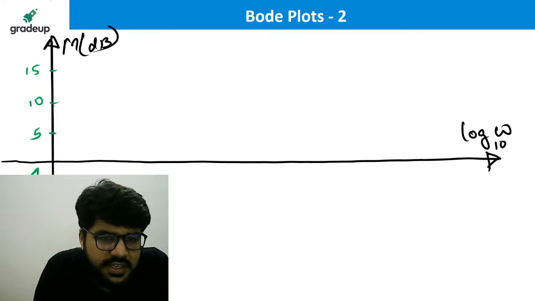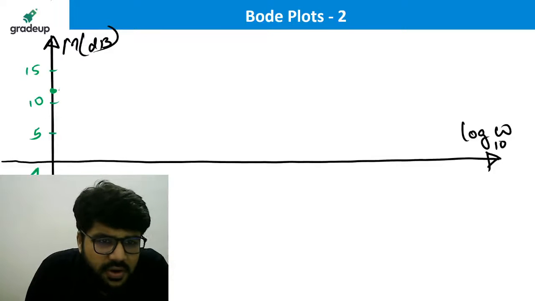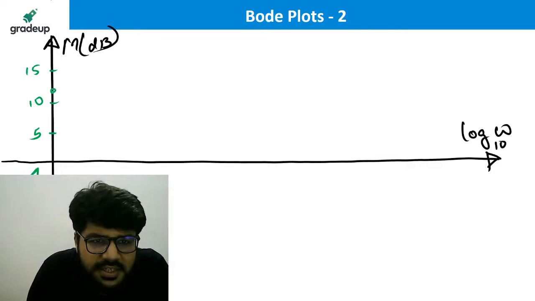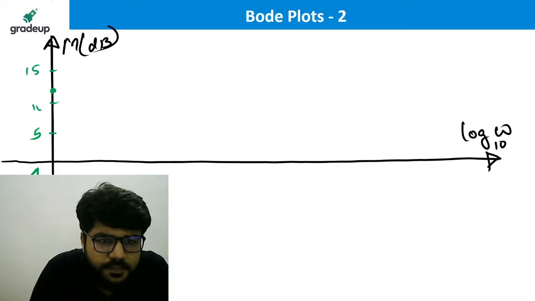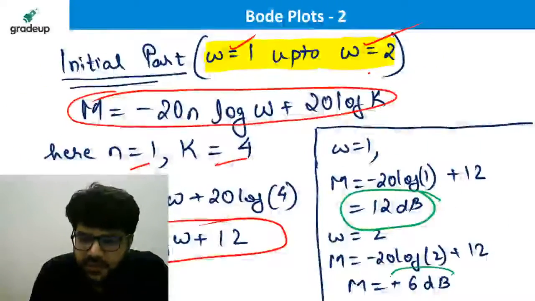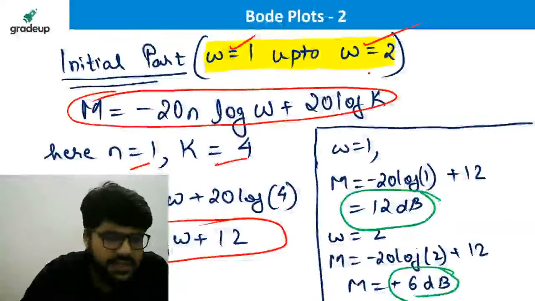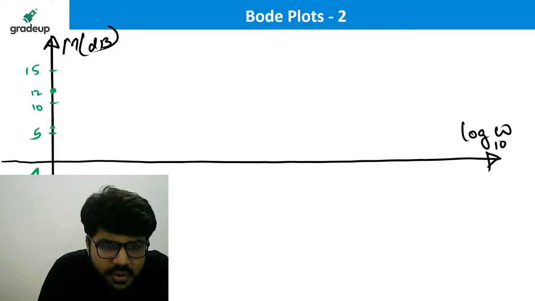I am taking divisions of 5 each, and here it is my first magnitude. I can put it here. Say this is 12 dB. I'll hide my view after some time. Let us just understand first. So this is 12 dB. And omega equal to 2, the magnitude is 6 dB, so approximately here.